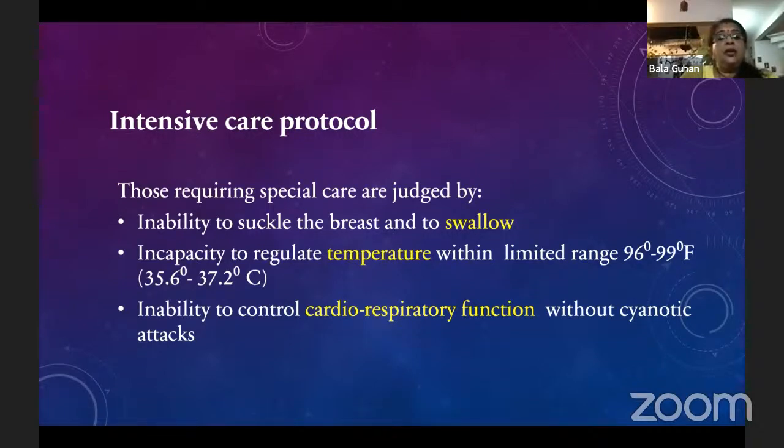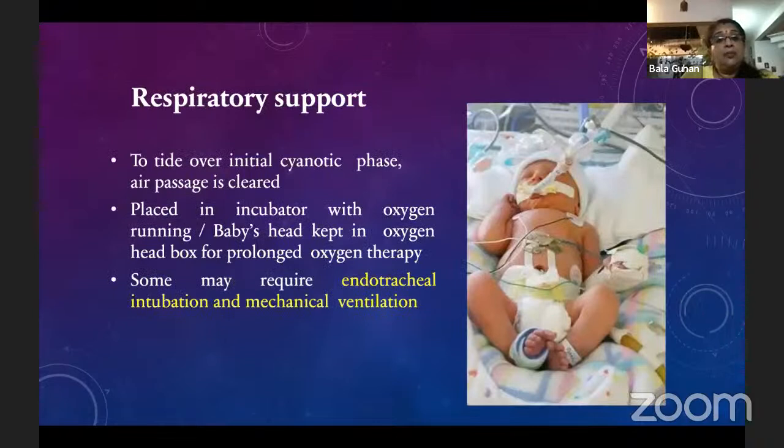So those babies requiring special intensive care should be categorized. Such babies have the inability to suckle at the breast and to swallow, incapacity to regulate the temperature within the limited range of 35.6 to 37.2, that is, inability to maintain adequate body temperature, or inability to control cardiorespiratory function without cyanotic attacks. So such babies require intensive therapy.